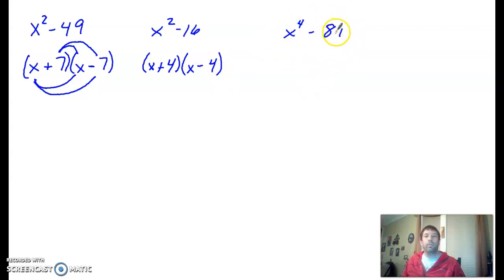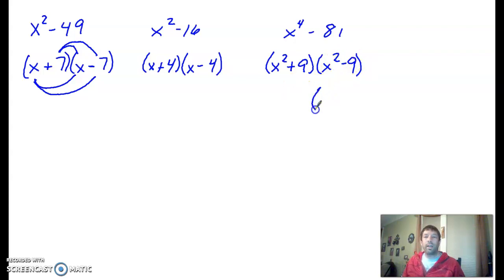Here's one, may look a little bit more difficult, but we can square root x to the fourth, and we can square root 81. Since there's a subtraction in between, let's square root them both. So x squared plus 9 and x squared minus 9. Now, this time we're not quite done yet. X squared plus 9, those are both perfect squares, but we're adding, so we can't do anything with that. But for the one on the right, x squared and 9 are both perfect squares, and we're subtracting.